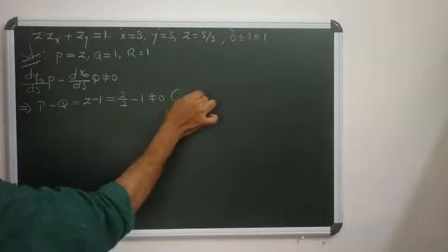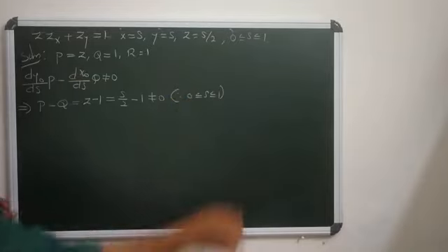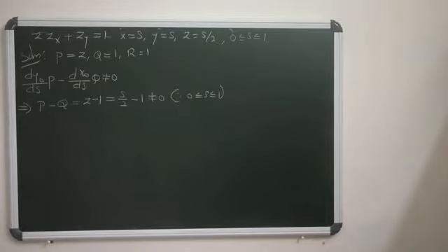Why? Because s ranges from 0 to 1. So s by 2 is strictly less than 1. Therefore s by 2 minus 1 strictly differs from 0. Thus the given quasi-linear equation has a solution. Agree? Now how to solve this one?